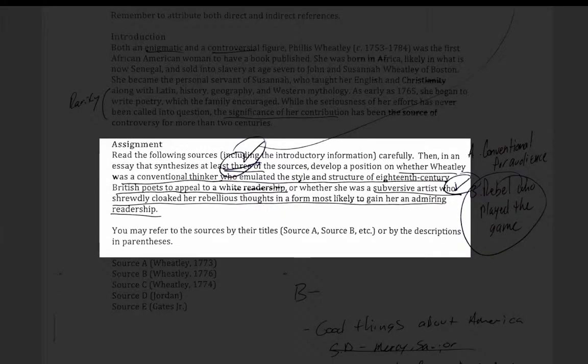The first thing I did was mark that I need to synthesize at least 3 sources. That's a big thing. I've got to have 3. They give me 6. I need to use at least 3, so I mark that. Then I marked the 2 choices I have. Develop a position whether Wheatley was a conventional thinker or whether she was a subversive artist.